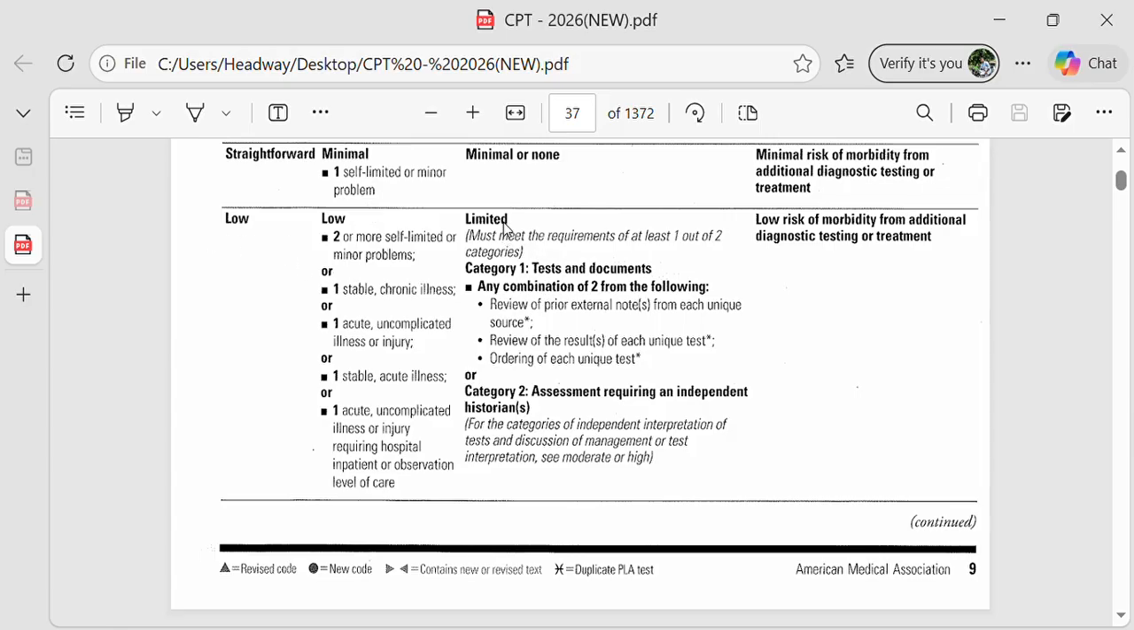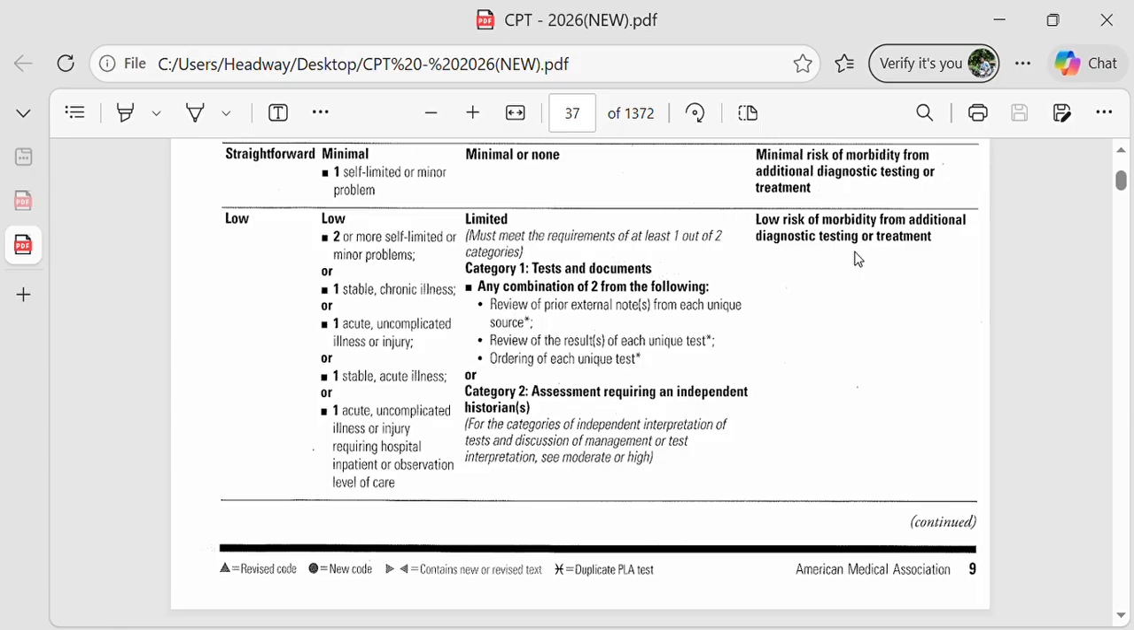Next, coming to the data, that means tests and documents. I already told you the tests and documents. So review of prior external notes from each unique source. That means checking of previous documents, review of the result, that means present documents. Everything is in the data, what the physician had done, like any interpretation or independent interpretation.